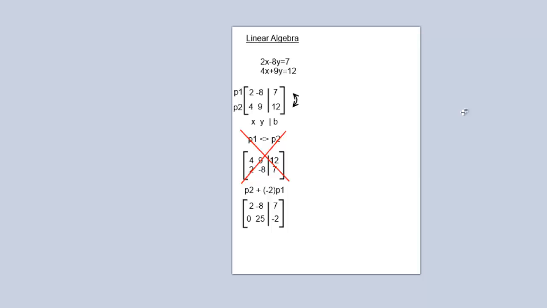Keep in mind, row operations apply to augmentations as well, even in the addition. So in the example before, I used all three operations. I swapped the first and second row. I added -2 row 1s to row 2, and I multiplied the second row by 1/25.